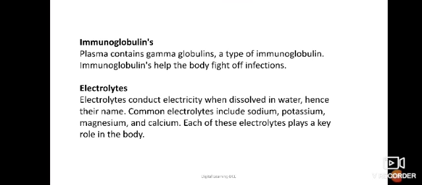Immunoglobulins of plasma contain gamma globulins, a type of immunoglobulin which helps the body fight off infections. The electrolytes of plasma conduct electricity when dissolved in water, hence their name. Common electrolytes of plasma include sodium, potassium, magnesium, and calcium. Each of these electrolytes plays a key role in the body.